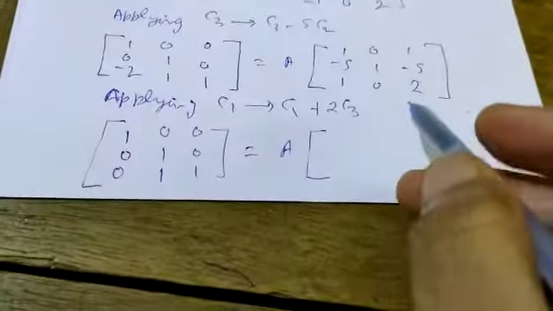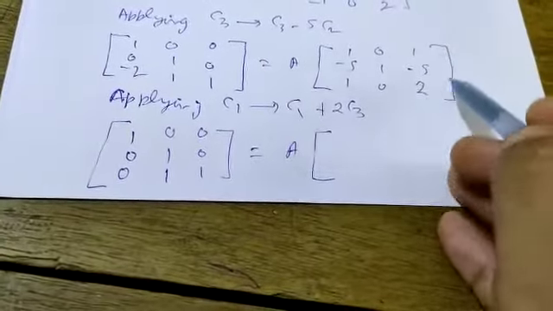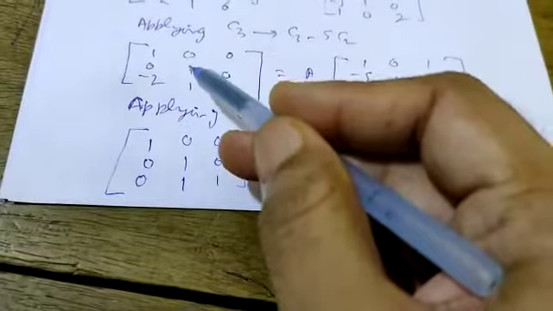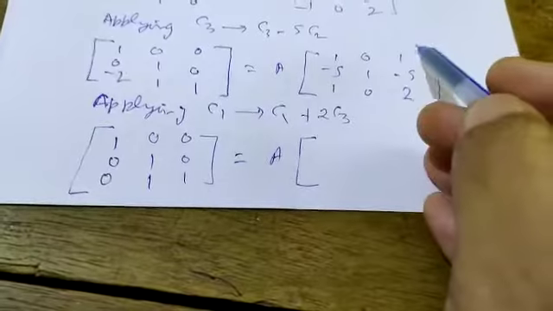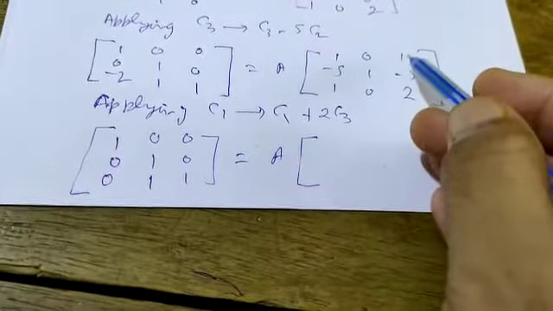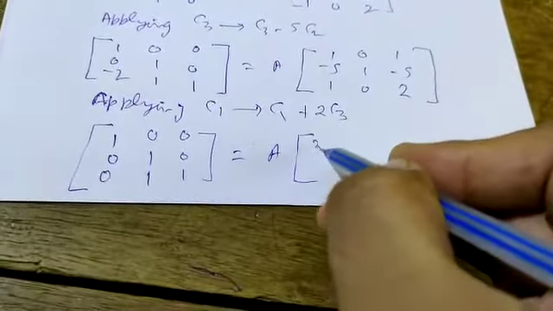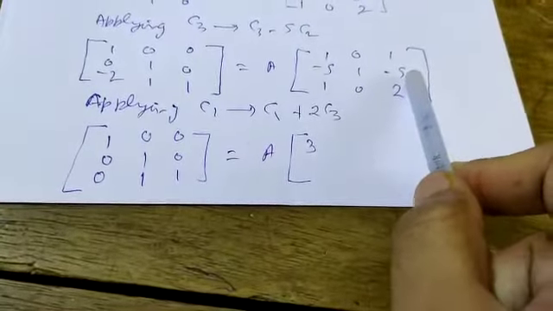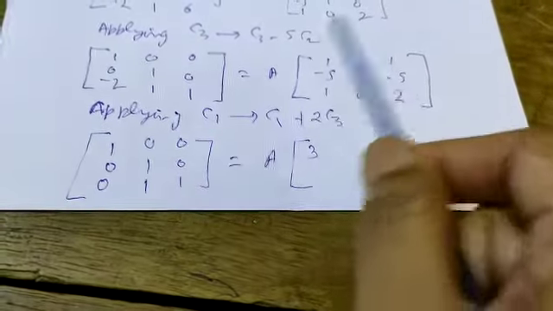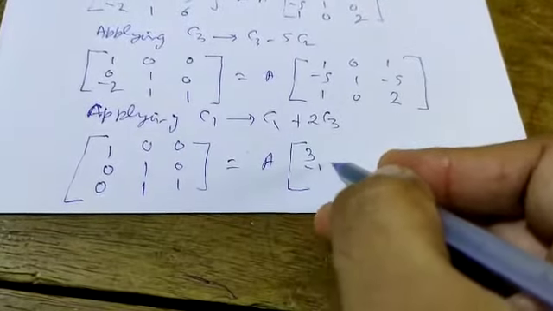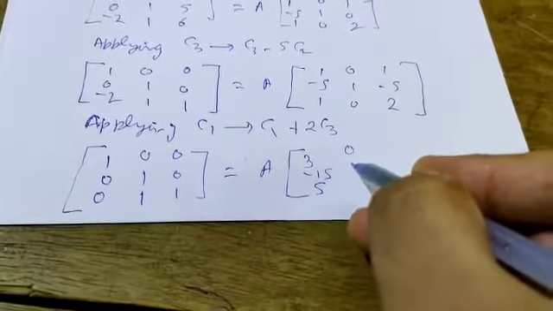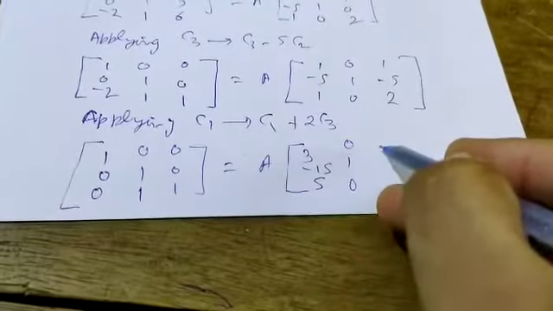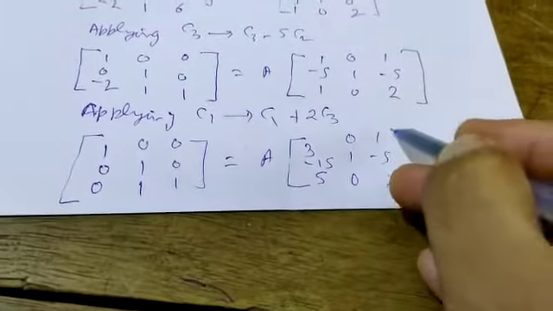Here also, whatever operation we have done to the left side, that same we'll do to the right side. So multiplying column 3 with 2 and then adding with column 1. 2 into 1 is 2, 2 plus 1 is 3. Then minus 5 times 2 is minus 10, and minus 10 added with minus 5 is minus 15. And 2 into 2 is 4, 4 plus 1 will give us 5. The remaining 2 columns will remain as they are: 0, 1, 0 and 1, minus 5, 2.